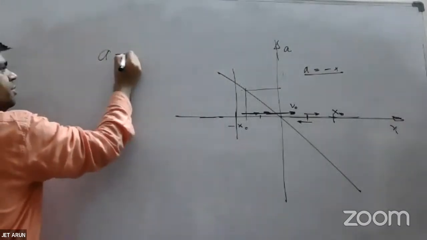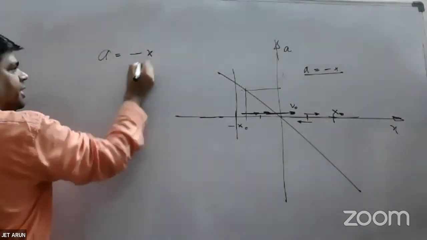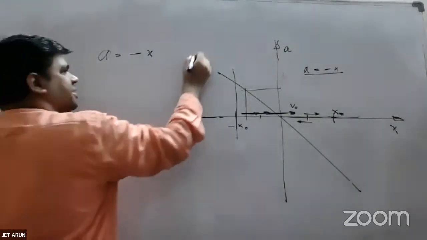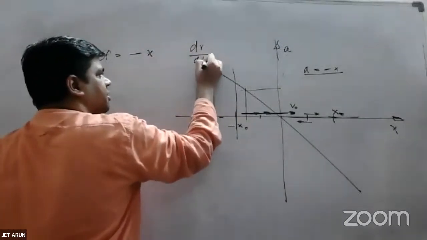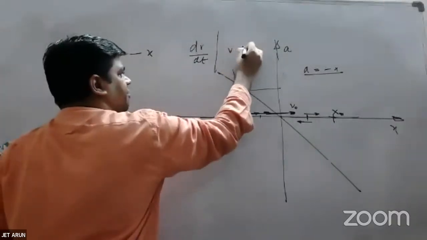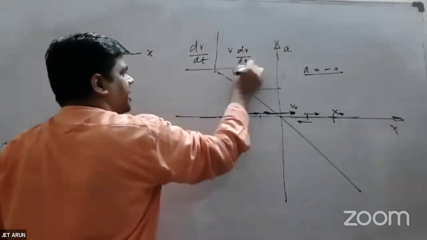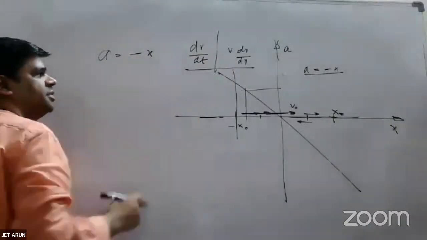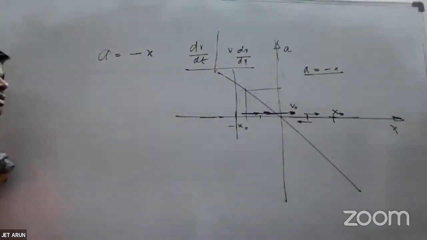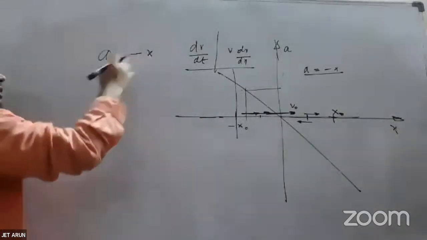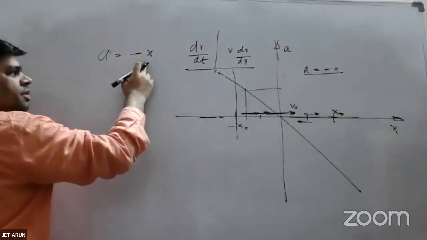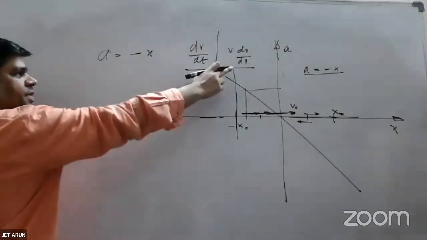I've got a is equal to minus x. So I can write a as dv by dt or v dv by dx. Right? So which one should I choose here? Because I've got x involved here, I'll use x here. To get v as a function of x, I cannot use this because there's a time here, and there's no time here. So I'll use v dv by dx.